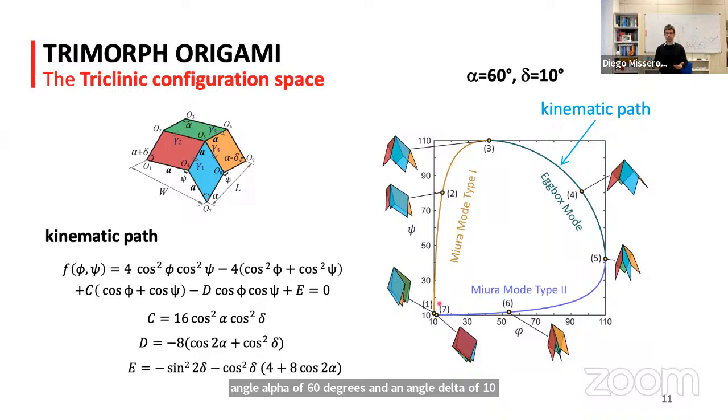between a Miura mode type 1, for instance, from configuration 1, 2, and 3. Then, when this point is reached, we can enter the Eggbox mode, configurations 4 and 5, and then the system can move again to another Miura mode type 2 configuration, reported here by numbers 6 and 7. But I would like to draw your attention to the fact that these two points reported here, although they seem pretty close to each other, represent two very distinct modes. In particular, there are two Miura modes in two orthogonal directions. As you can see, this mode here is quite different from this one here.